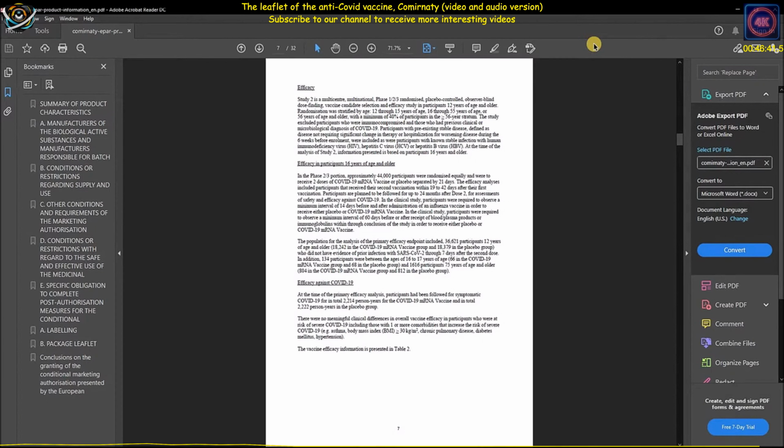There were no meaningful clinical differences in overall vaccine efficacy in participants who were at risk of severe COVID-19, including those with one or more comorbidities that increase the risk of severe COVID-19, e.g. asthma, body mass index, BMI, greater than or equal to 30 kilograms per square meter, chronic pulmonary disease, diabetes mellitus, hypertension. The vaccine efficacy information is presented in Table 2.